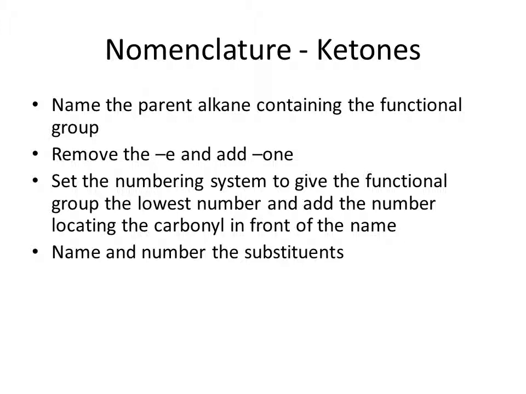To name ketones, we do almost the same thing, except we're going to say "-one", and we have to put a number to tell where the carbonyl is, where the carbon-oxygen double bond is. That sets the numbering system. You always want to have the lowest number for that carbon-oxygen double bond, and then any substituents you're going to name and number. Be sure to put a number for where the carbonyl is in front of the name of the ketone. So let's look at some examples.